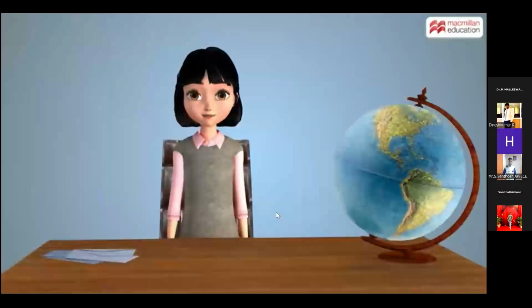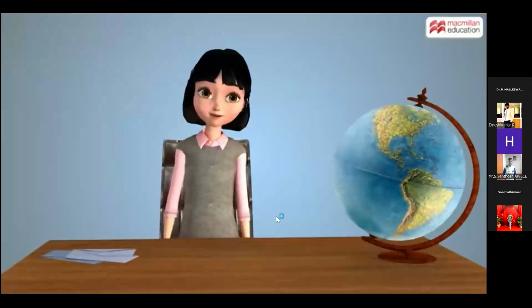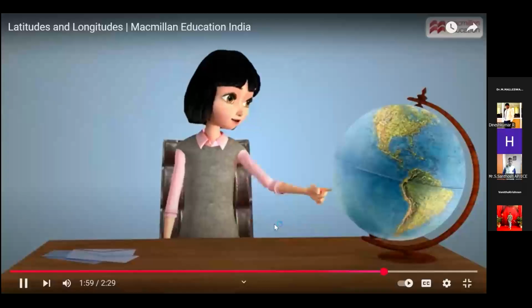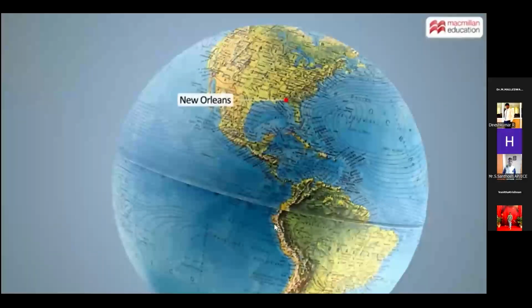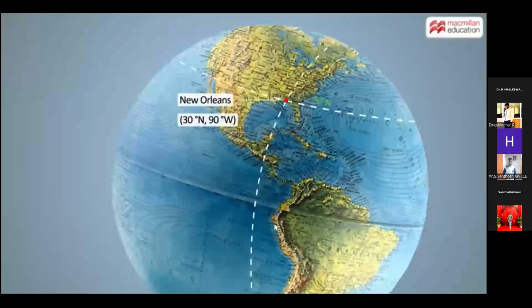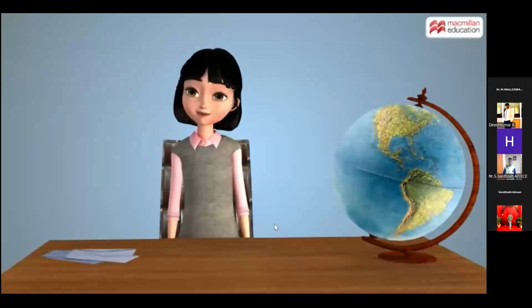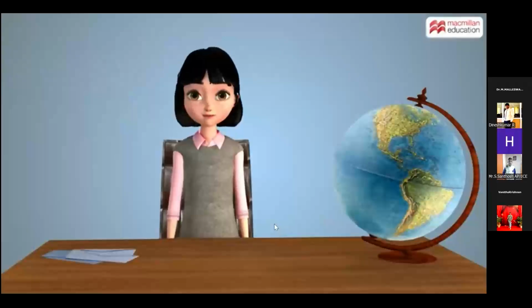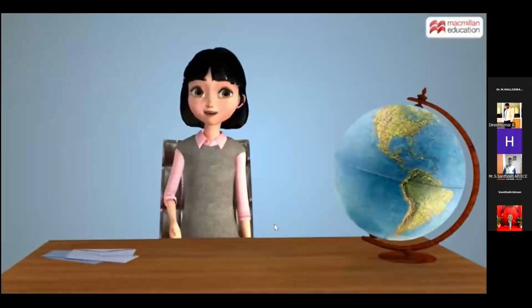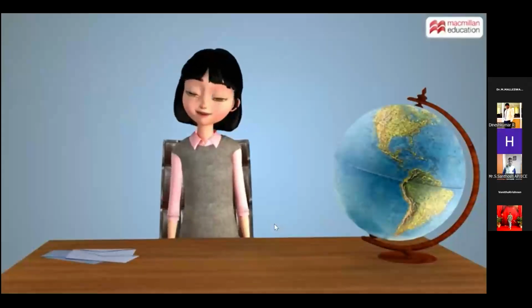So, for locating a place on Earth, you need to read the degrees of latitude and longitude. For example, the city of New Orleans is located at 30 degrees north and 90 degrees west. Remember one thing. Although a few lines of latitude and longitude are shown on the globes and maps, their number is infinite. So, a city can fall in any one of these crossings.